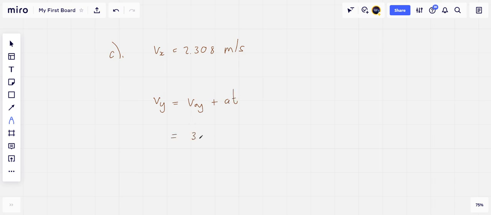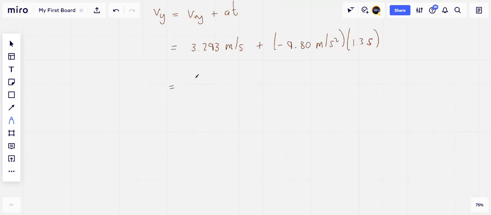And this is equal to her initial speed, 3.293 meters per second in the vertical direction, plus acceleration, minus 9.8 meters per second squared, times a time of 1.3 seconds. So we get her final speed in the y direction to be minus 9.447 meters per second. The negative sign means that she's moving downwards.